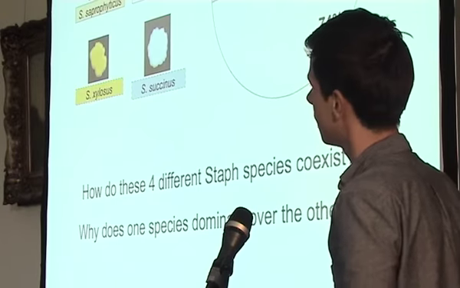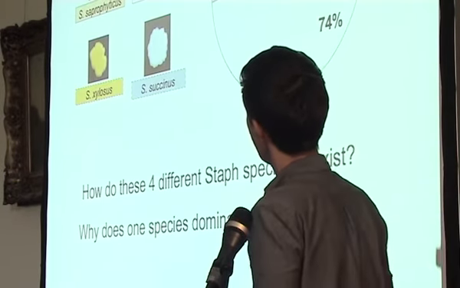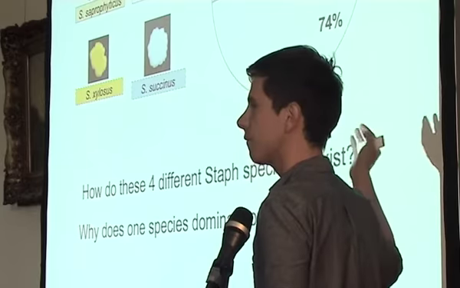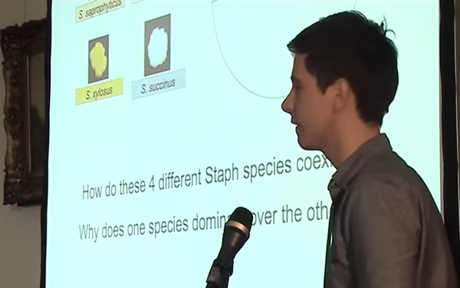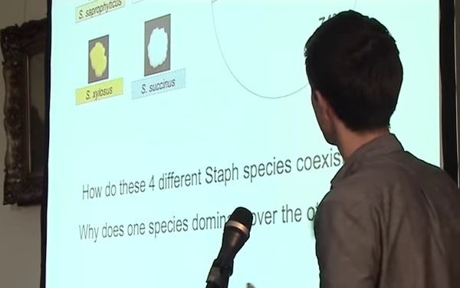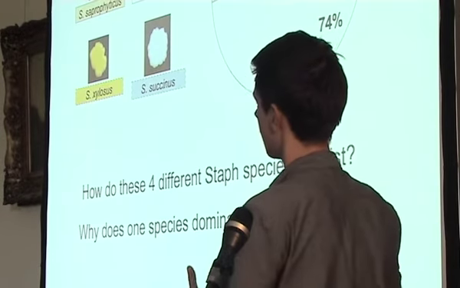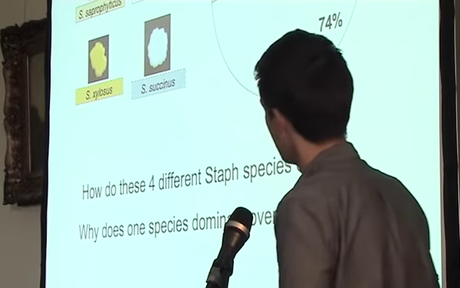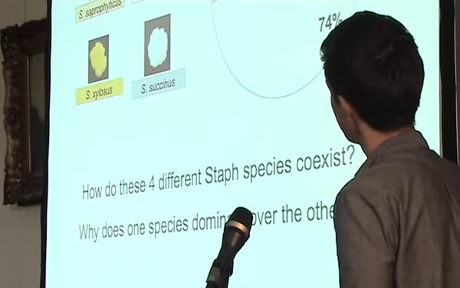When we look at the abundance of these different species, we find that Staphycorum dominates. For some reason, even though there are 4 species growing together, Staphycorum is the most abundant. So 74% of the Staphylococci are Staphycorum. So what Rachel and I are trying to do is understand why.